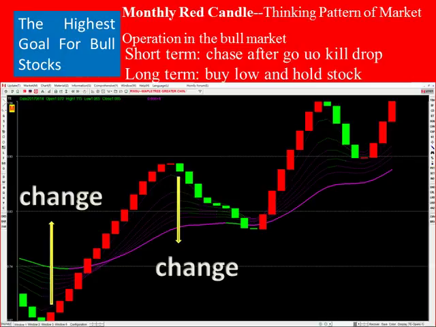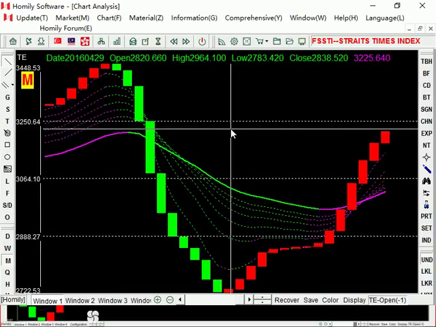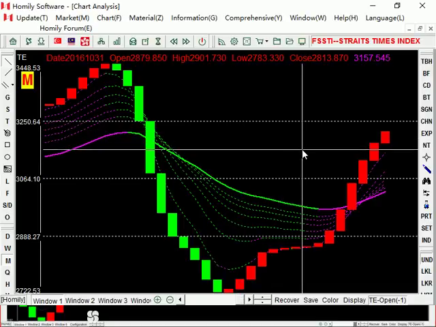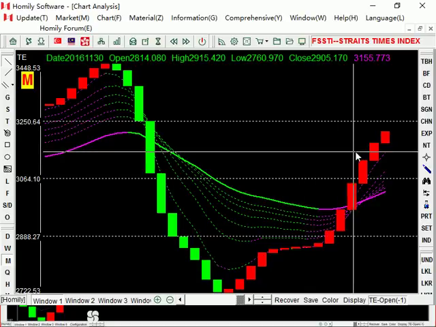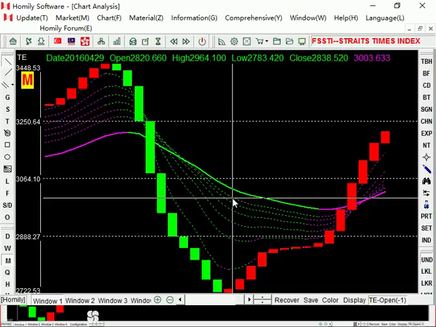So let's see the market first. From green to red, the time is 2016, April 29th. So if you know this is green turning to red, you should know that for monthly it is a good chance to buy. From here, if you see red candlesticks, it means you can still hold stocks, and you have no need to sell. From this point, the low point is 2783.